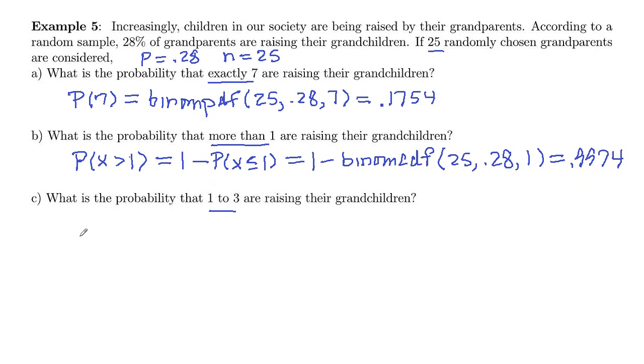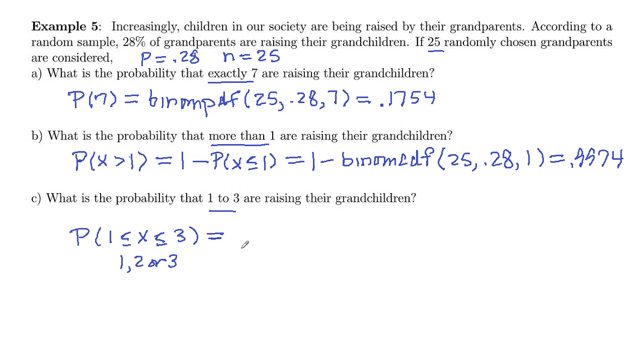And then 1 to 3, so that would be 1, 2, or 3. So this is probability 1 less than equal X, less than equal 3. So we want to write this in terms of less than equal probabilities, like we did here. Equal or less than equal. So we could do probability of 1 with PDF, and then probability of 2, and then probability of 3, and then add them together. So do 3 of these. That's one way to do it.